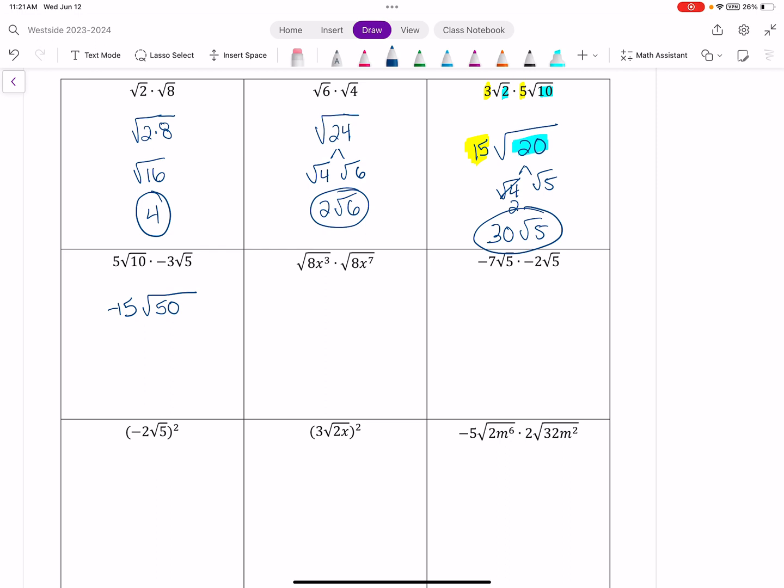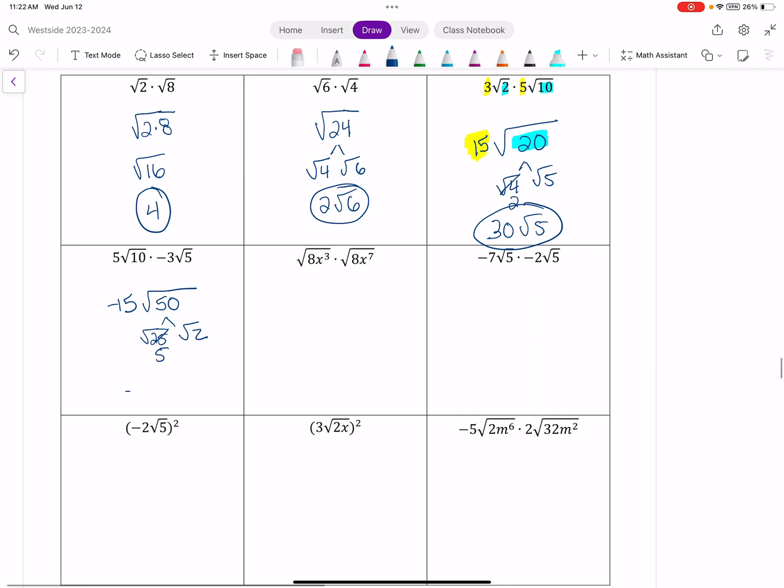I'm not done yet, though, because radical 50 can be broken up. We're going to break that up into radical 25 and radical 2. So this would become a 5. We would multiply anything that's outside, so negative 15 times 5 is negative 75 radical 2.